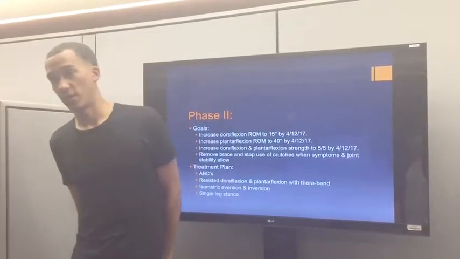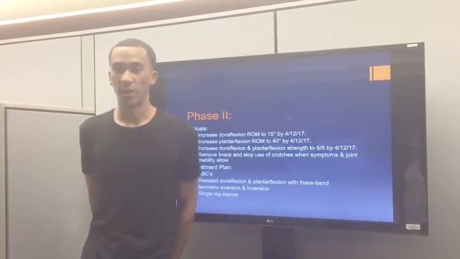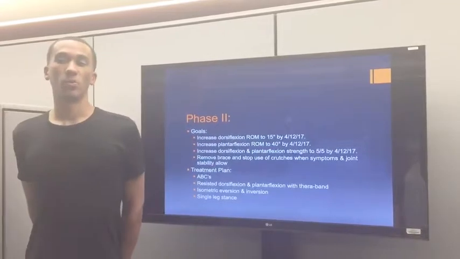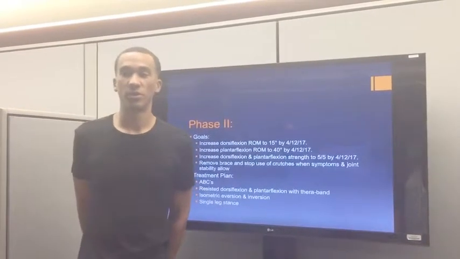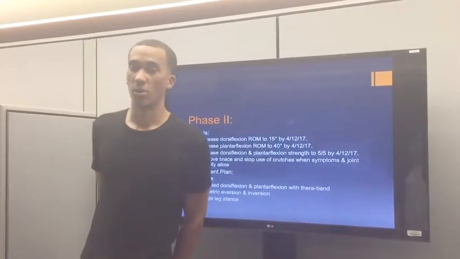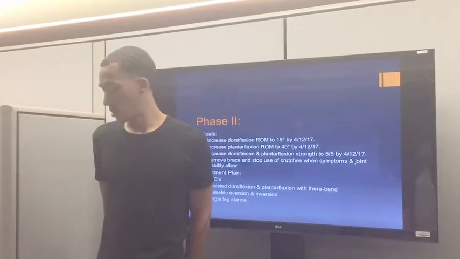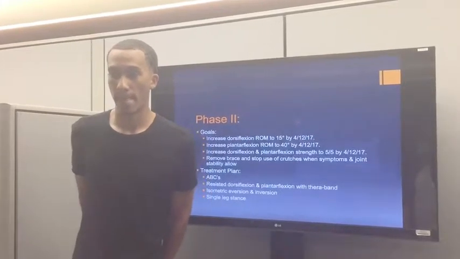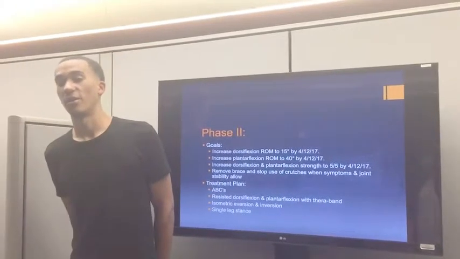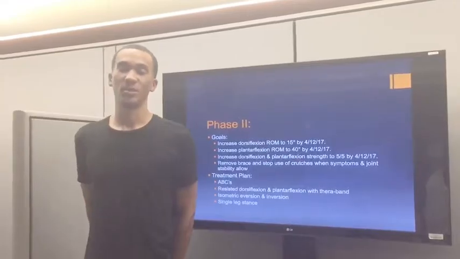Treatment plan in this phase can include doing ankle ABCs, where the patient will write out the ABCs using their toes, and that will increase the range of motion. We will also do resisted dorsiflexion and plantar flexion with the TheraBand to increase the strength. We can do isometric eversion and inversion activities to increase strength in those planes, and then we could do single leg stance on his injured ankle to increase his balance and his proprioception.